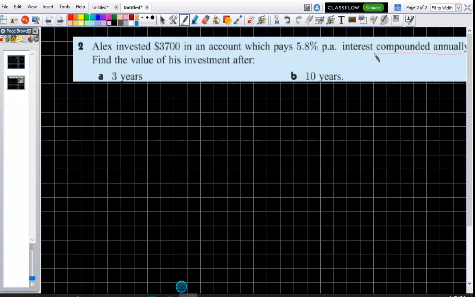And then I'm going to be looking at my help sheet and I'm going to be writing down future value equals present value, 1 plus i to the n, because I saw compound annually. I'm also going to make sure that I'm highlighting the annually, because what does that mean? Yearly, once a year, okay? All right, find the value of his investment after 3 years.